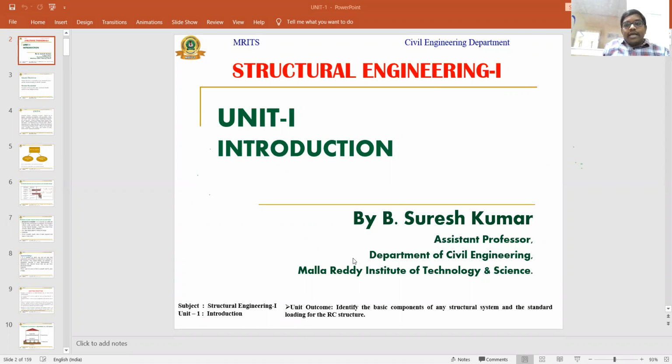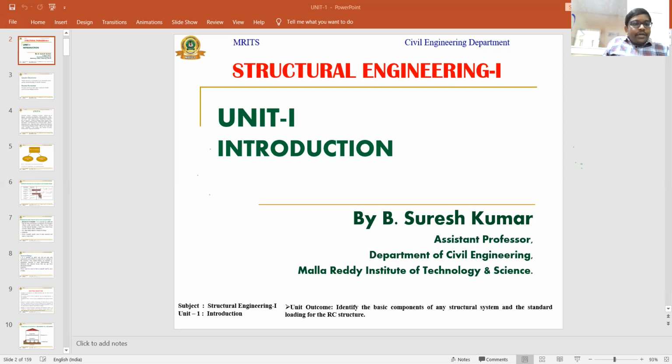As we all know, it is to be designed with reinforced cement concrete. This structural engineering subject is also called reinforced cement concrete, or we can call it design of reinforced cement concrete structures. As per the R16 syllabus, it is reinforced cement concrete structures and design. As per the R15 syllabus, it is design of reinforced concrete structures.